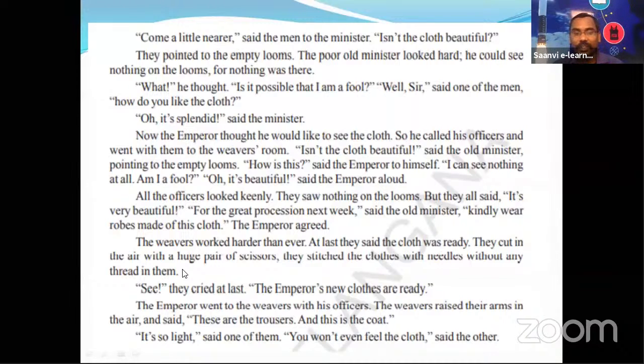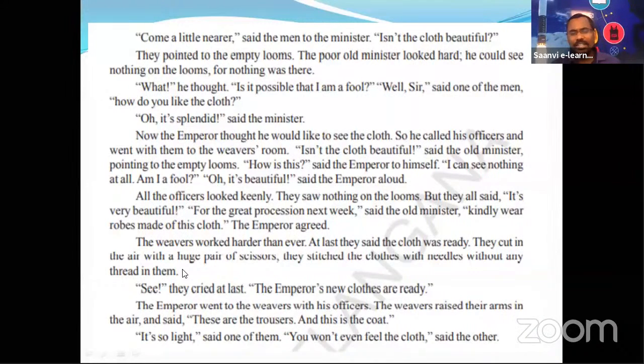The weavers raised their hands in the air and said, these are the trousers and this is the coat. So the emperor went to the weavers with the officers. One of the weavers simply raised his hand and said, this is the trouser, and this is the coat. Actually, there was no trouser, there was no coat at all.